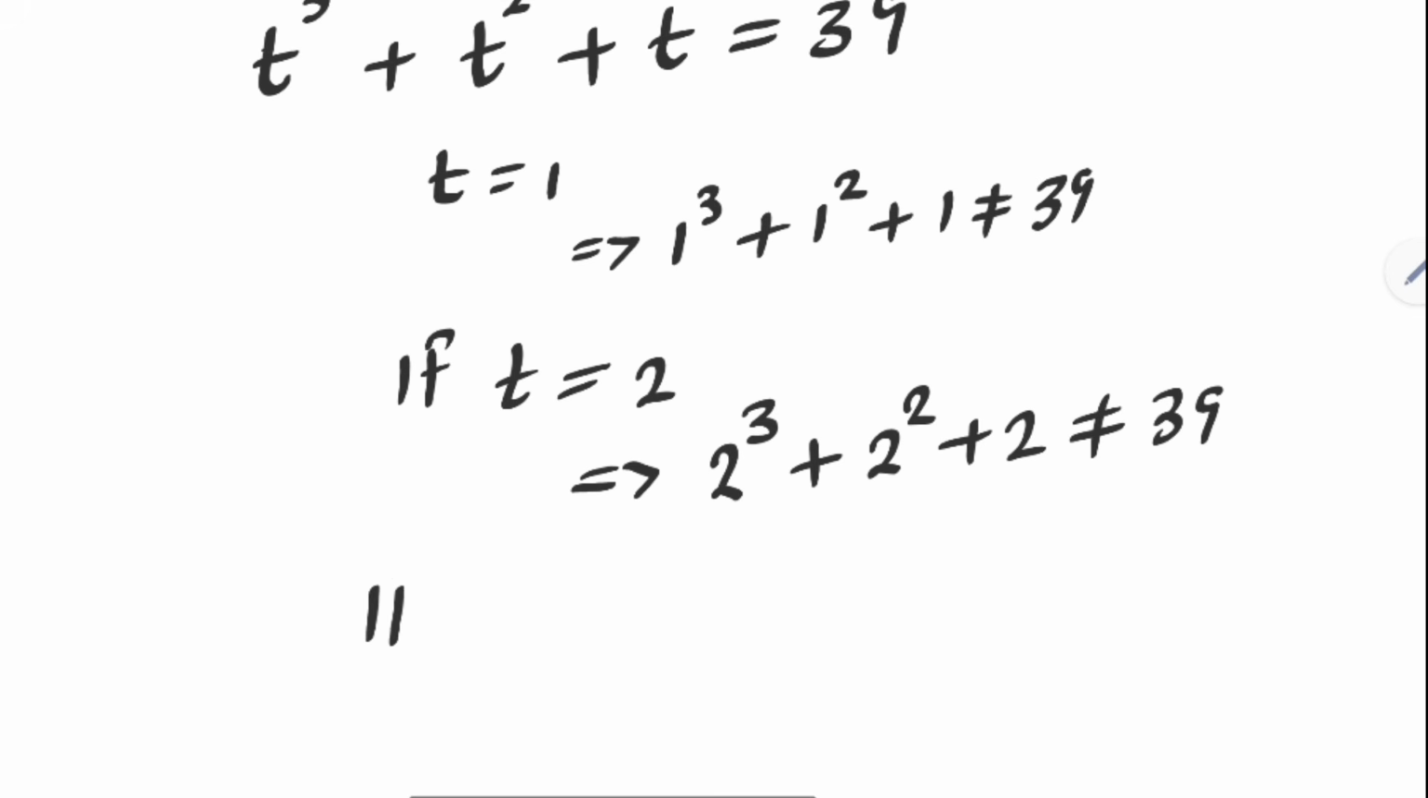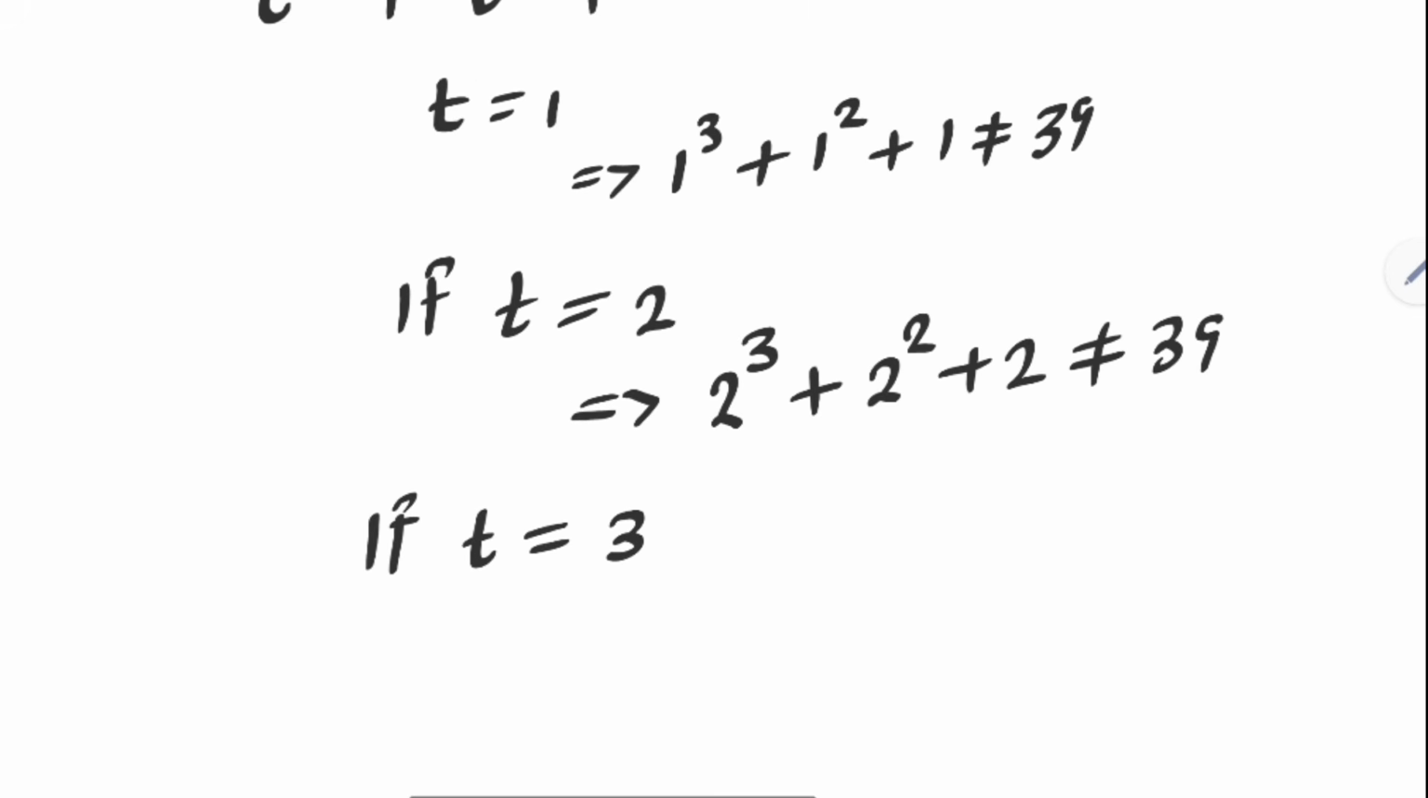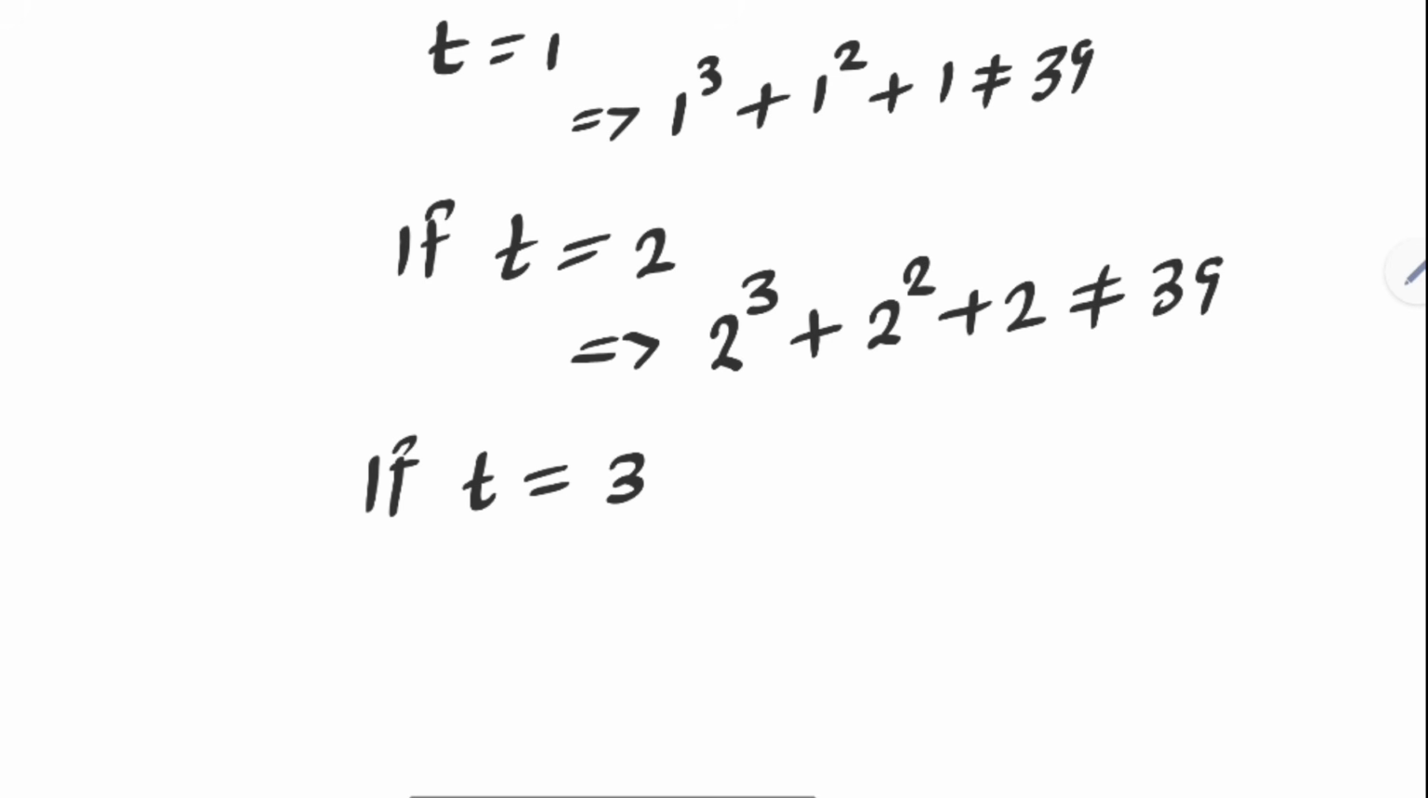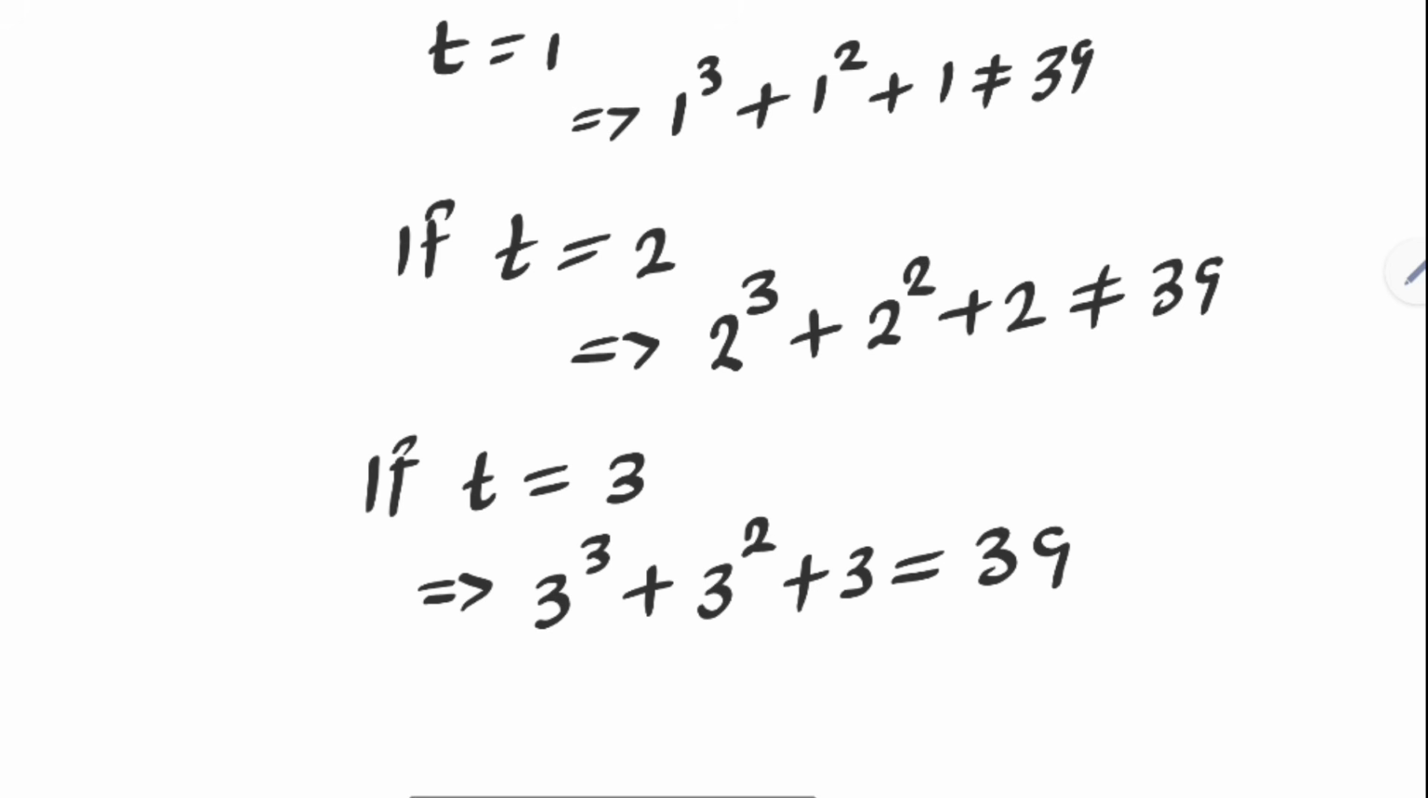Now if t is equal to 3, then this is 3 raised to power 3 plus 3 square plus 3 is equal to 39. 3 raised to power 3, this is 27 plus 9, that is 36 plus 3. This is equal to 39.